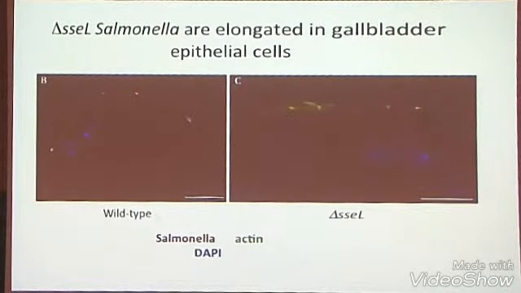Okay, let's go back to the gallbladder and see what's going on with this SPI-2 mutant. So with the SseL mutant, one of the things we saw, and it's hard to see, is that Salmonella is really elongated in these. There are really long red things in here. In the SseL mutant, there's some phenotype going on in terms of Salmonella shape.